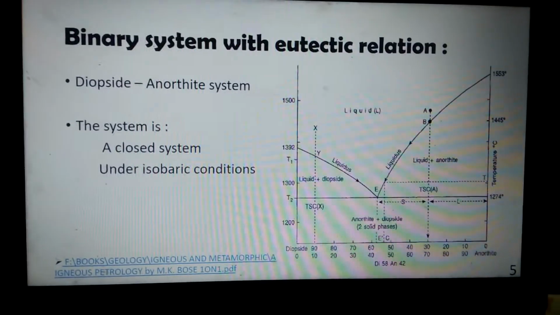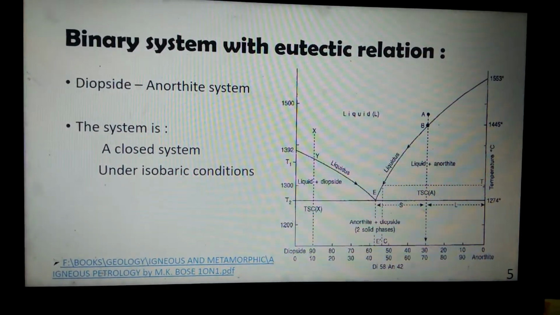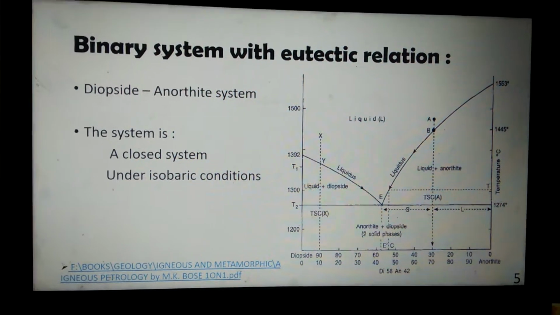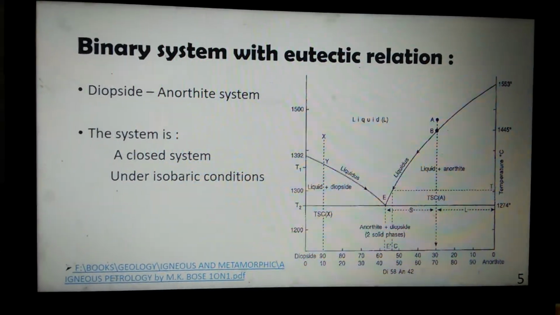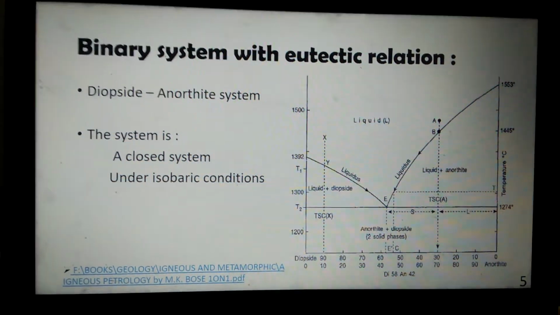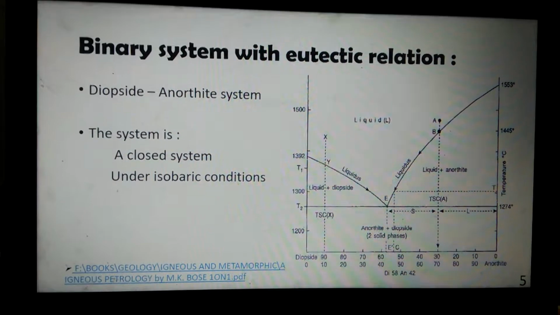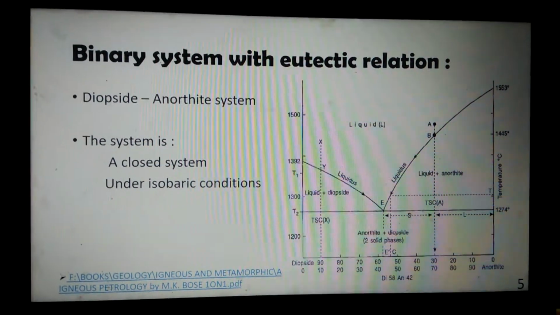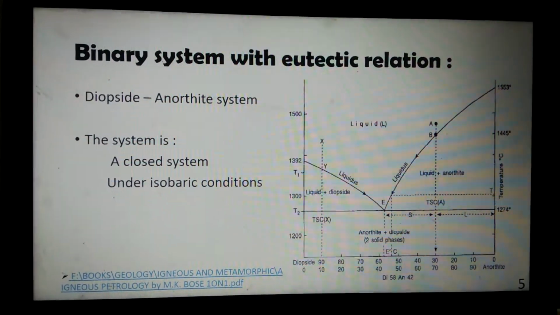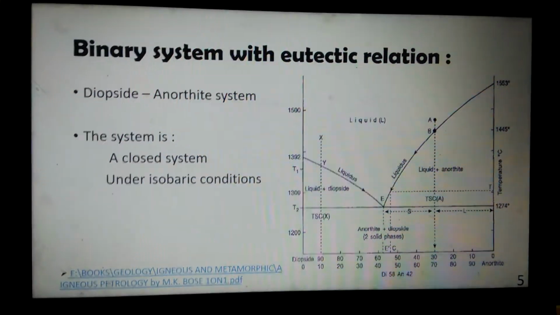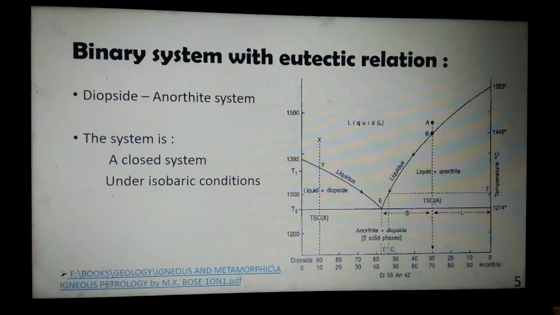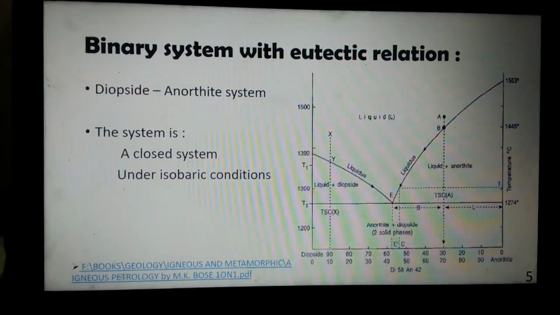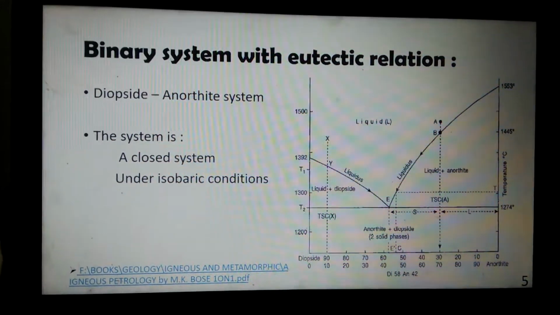Let us use the phase rule to describe the binary system. The number of components in this system is two, that is diopside and anorthite, and the intensive parameter is 1 as pressure is constant. Above the liquidus, the number of phases is 1. Therefore, if we calculate it with the Gibbs phase rule, that is P plus F equals C plus 2, we can calculate the degree of freedom, which is 2 above the liquidus, that is bivariant, which means the two variables are temperature and concentration.